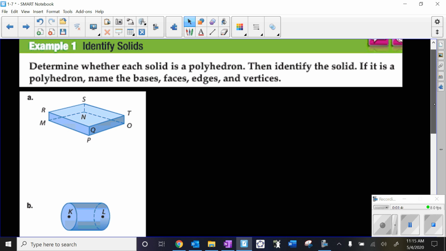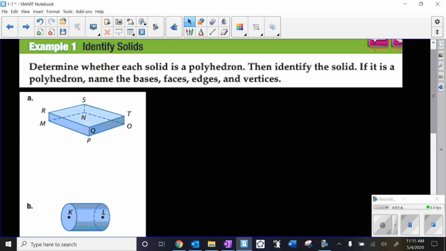We'll do a couple of them. It says determine whether it is a polyhedron, then identify the solid. If it is a polyhedron, it wants you to name the bases, faces, edges, and vertices. I just want you to tell me how many there are. I don't need you to name them all, just tell me how many there are.